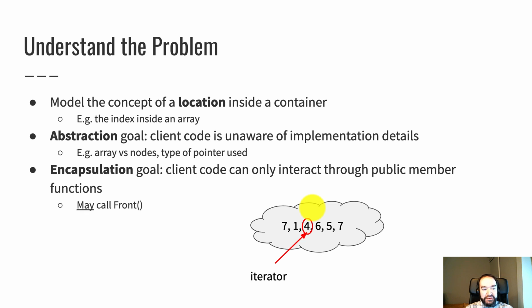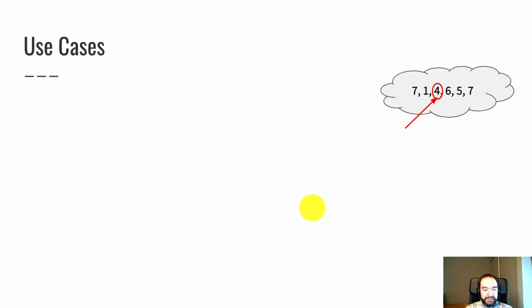And we achieve this, for example, by allowing you to call the front function that returns the first element in a data structure, but we don't let you access the head pointer in a linked list because the head pointer is a private implementation data member.